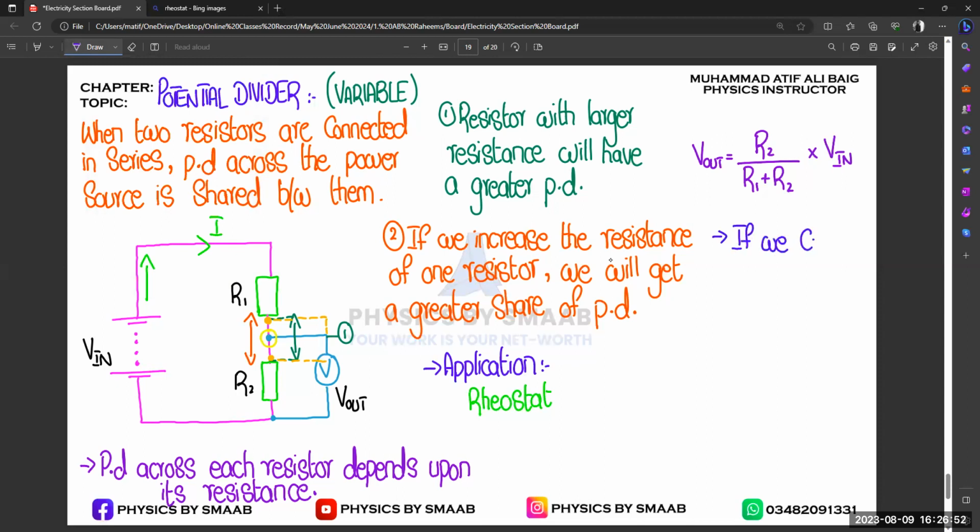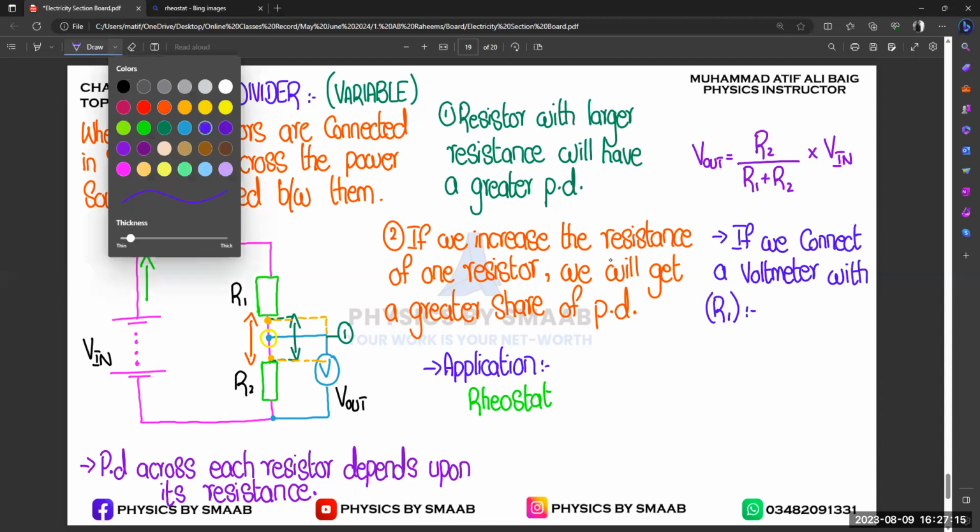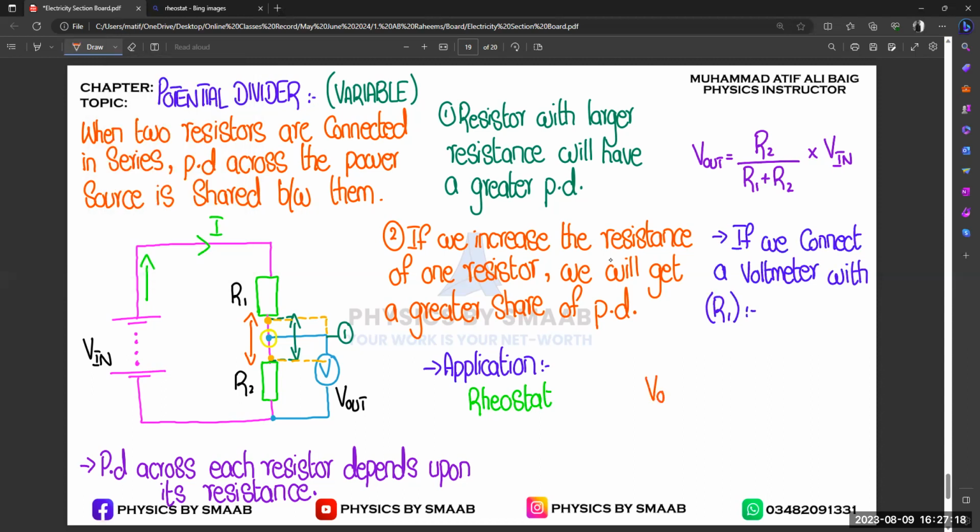So we can say that if we connect a voltmeter across R1, your new formula will be V output equals R1 over R1 plus R2, multiplied by input voltage, right? So this is the concept. And the derivation of this formula is not important.